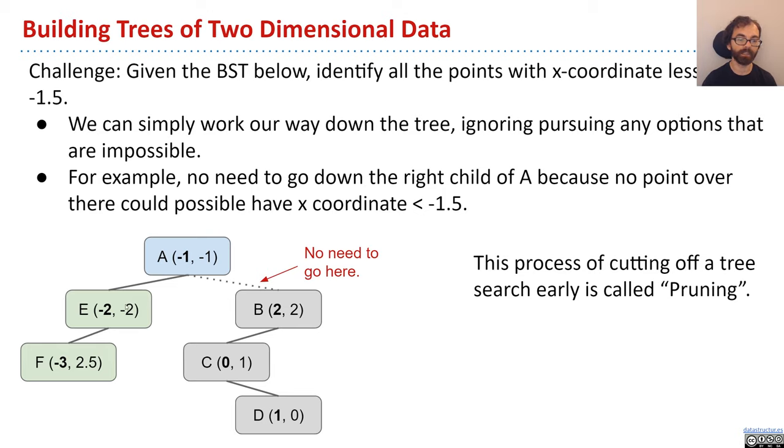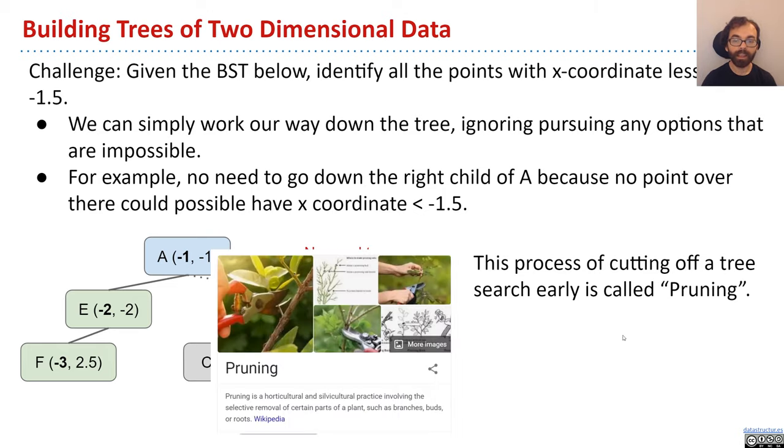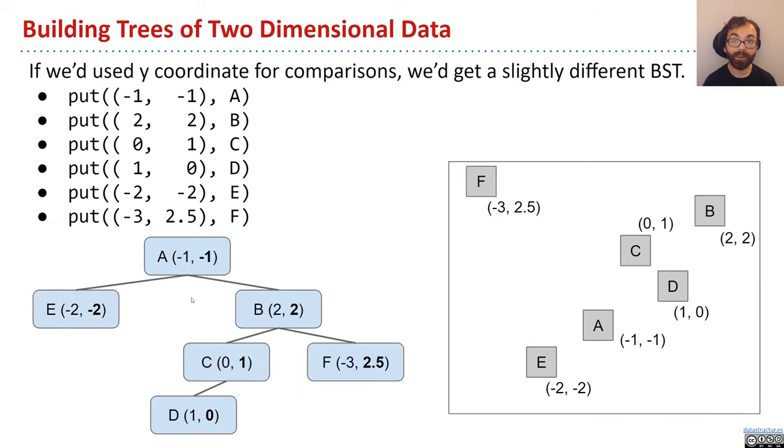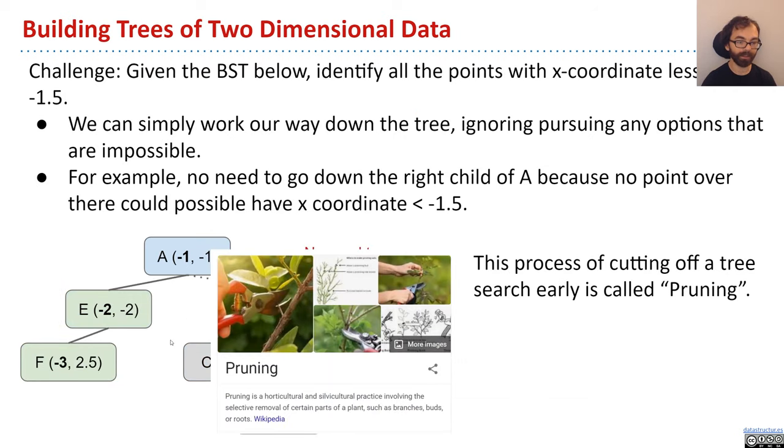Now, this process of not looking at the entire tree, cutting off a search early, is often called pruning. And that just comes from the English word pruning, where, you know, you chop pieces off of plants. Same deal here. It's a tree, right? All right. Now, let's see what happens with y-coordinate. The whole goal here is to show you you can't just build a binary search tree on x or y. So in this case, if we build the y-oriented tree, we get a different binary search tree.